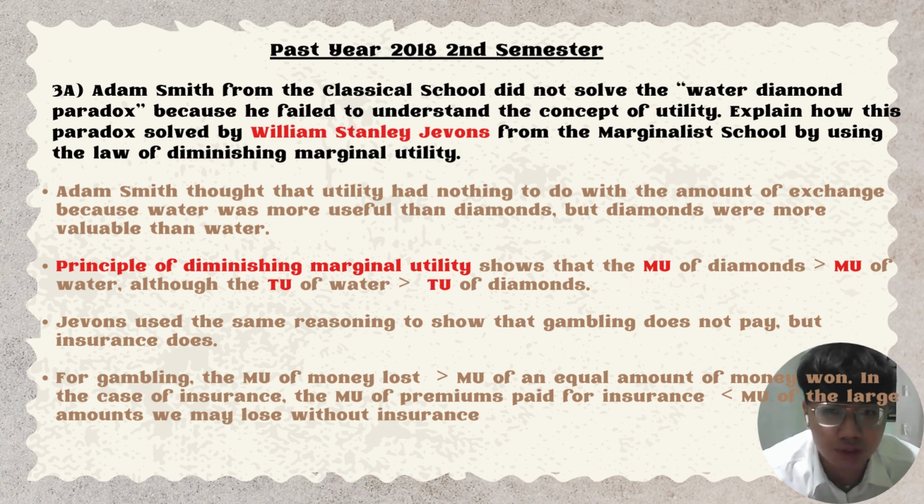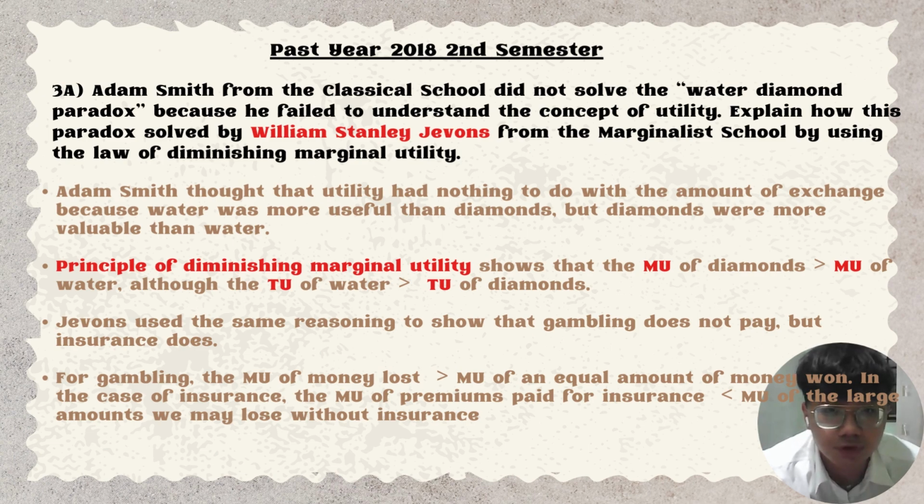At first, Adam Smith thought that utility had nothing to do with the amount of exchange, because water was much more useful than diamonds, but diamonds were more valuable than water. But actually, Jevons explained it by using the law of diminishing marginal utility.